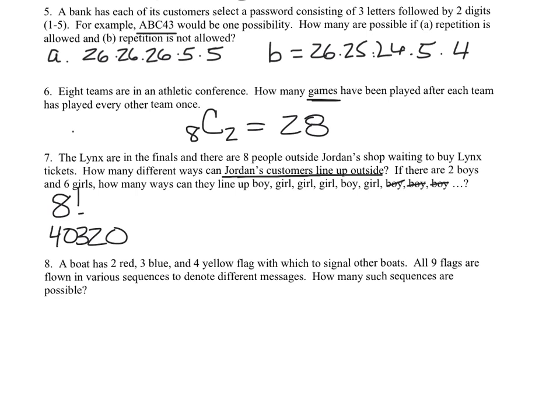How many different ways can they line up boy, girl, girl, girl, girl, boy, and this should be girl, girl, girl? That would be, we'd have 2 choices for the first boy, and then 6 for the first girl, 5, 4, then the second boy, and then the remaining 3 girls, and we'd multiply those. It'd be the same as 2 factorial times 6 factorial, which is 2 times 720, which would be 1440.